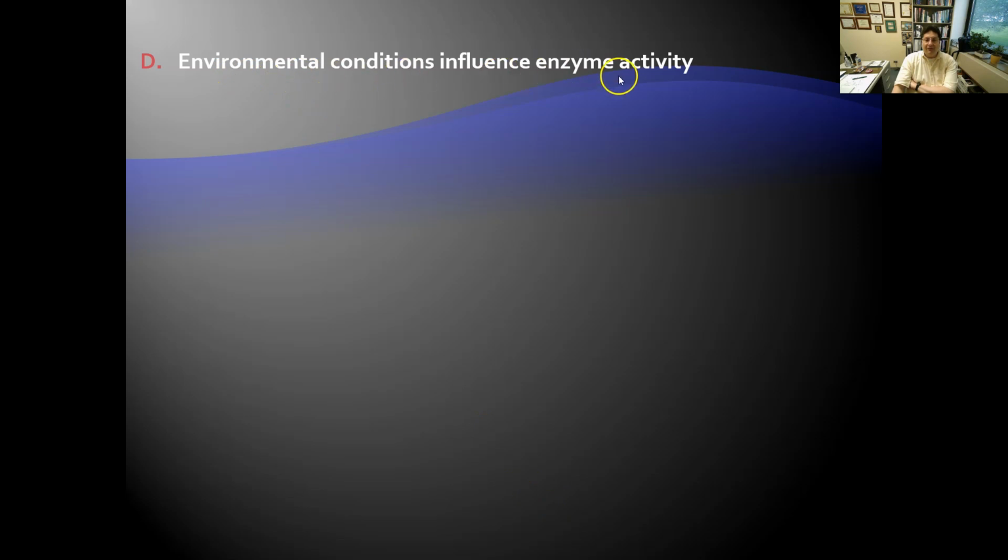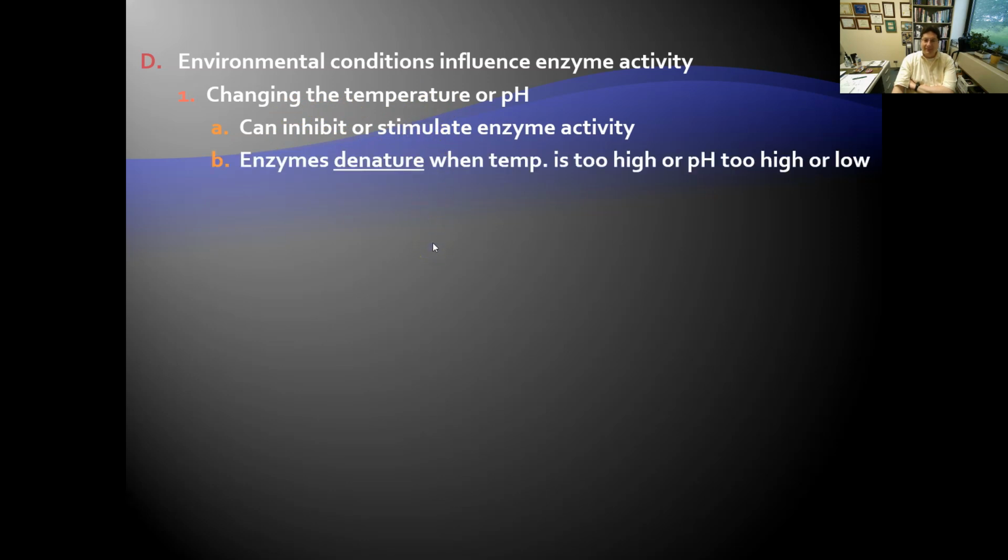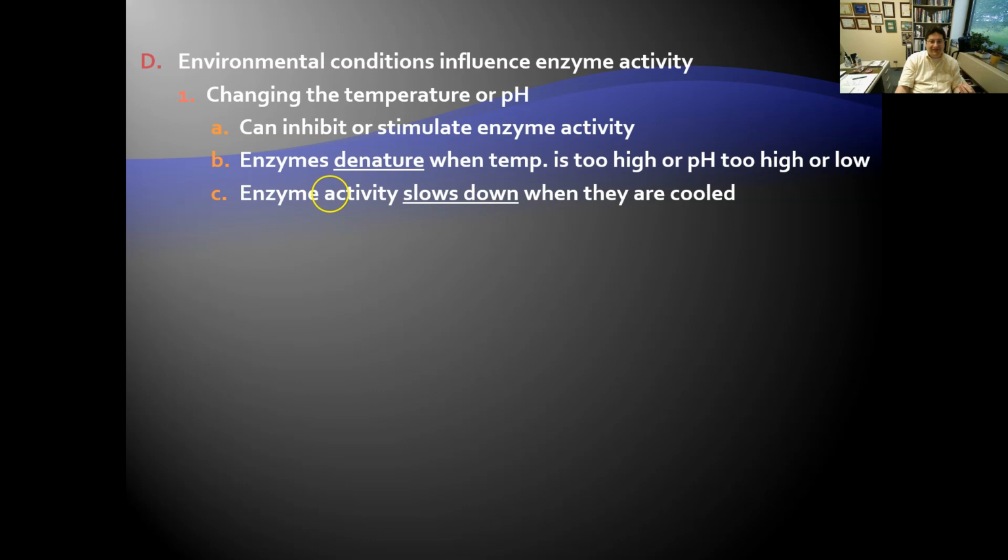Now, environmental conditions can also influence enzyme activity. If we change the temperature or pH, you will greatly affect how the enzyme works. This can both inhibit, slow down, or speed up enzyme activity. If the temperature gets too high, or the pH gets too high or too low, enzymes will denature. They lose their structure and kind of fall apart and no longer function. If an enzyme gets too cold, it doesn't denature, but it slows down.